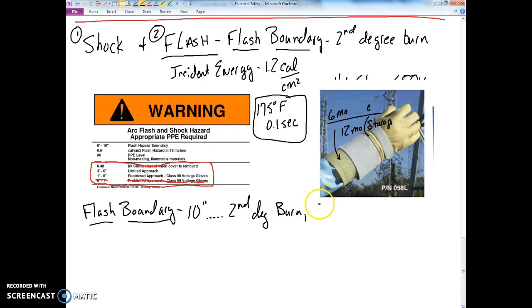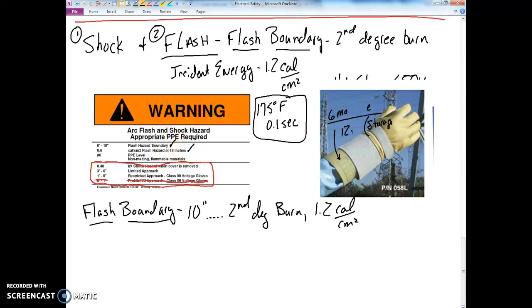Which means at 10 inches, I have available 1.2 calories a square centimeter of incident energy, which can cause a second-degree burn. And as I said up above there, you can equate that to 175 degrees to 0.1 seconds. Okay, so that covers the flash boundary.